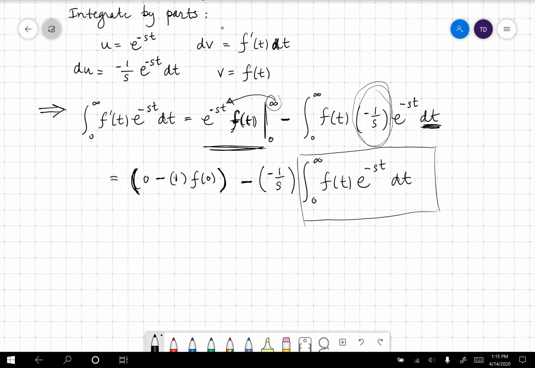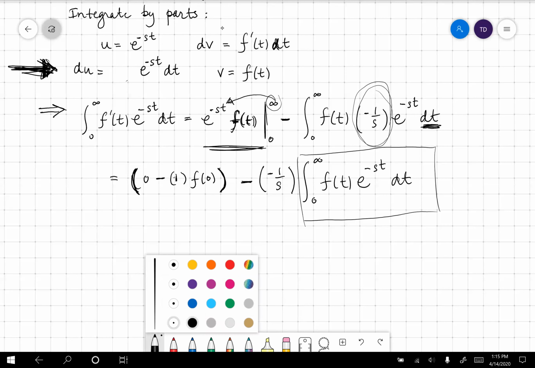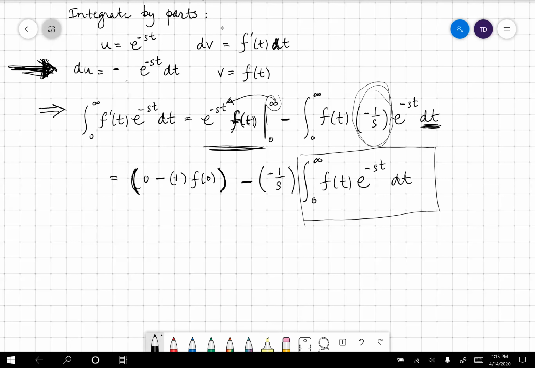I have a mistake there somewhere. Nobody caught my mistake. Help me with my mistake, right here on this line. du. I took an integral, not a derivative. The derivative is not negative 1 over s. What term comes out front? Negative s. Thank you, Jack. Negative s, that's correct. So this should be a negative s here.